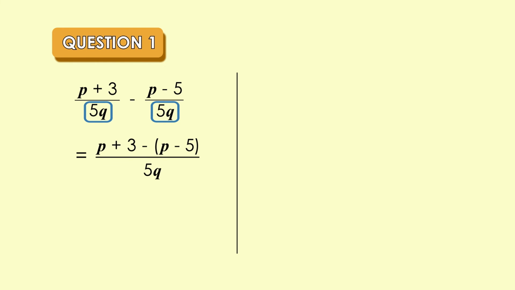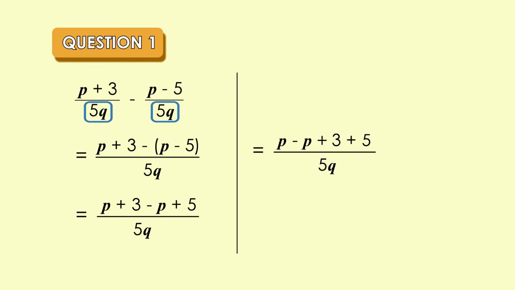p plus 3 subtract p minus 5. Be extra careful when there is a subtract symbol in front of a bracket. Therefore, we will get p plus 3 minus p plus 5 over 5q. Group the like terms. p minus p plus 3 plus 5. What did you get for the final answer? Great! 8 over 5q.